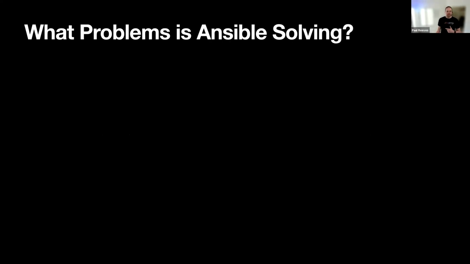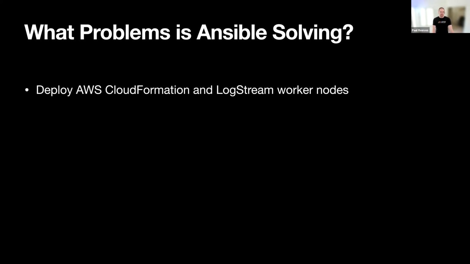So let's talk about what problems Ansible is solving for us. We needed a way to deploy all of our CloudFormation templates up in AWS and deploy our LogStream worker nodes and our leader node. We have everything inside of source control for infrastructure as code. We have a really strong infrastructure as code practice on the team. That includes CloudFormation. So we needed a way to deploy all the CloudFormation. We also needed a way to deploy new LogStream configurations to the leader node and then to the worker nodes from the leader node. And I'll show you how that's done later on.